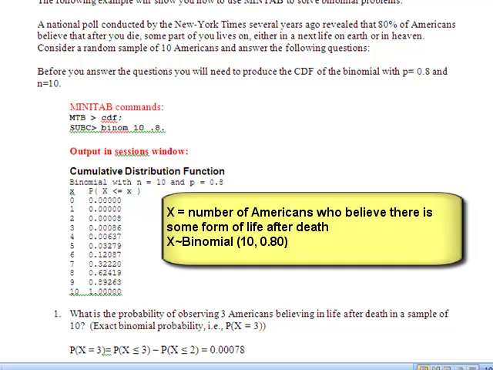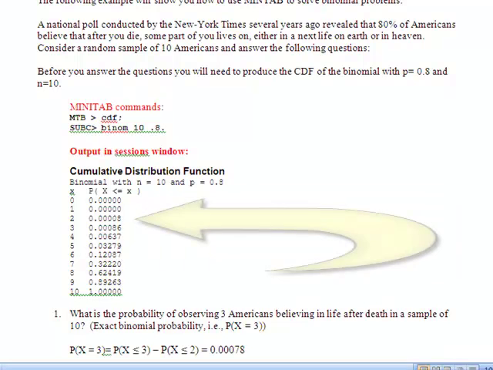Now, this is a binomial because each person would be independent of one another. There are 10 people we're looking at, so we have a fixed number of trials. The probability of a success, either you believe or don't believe, so there's only 2 outcomes, and the probability of believing is 0.8. So this is definitely a binomial. The 4 conditions are met. So I'm going to do the CDF in Minitab, and this is the cumulative distribution function I get.